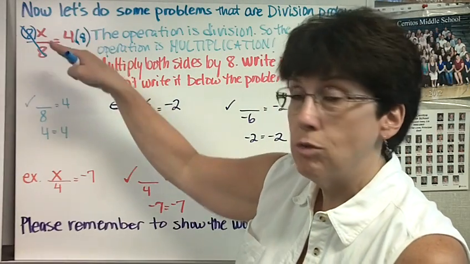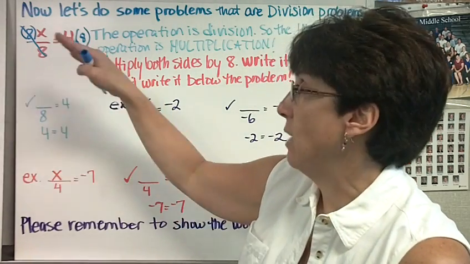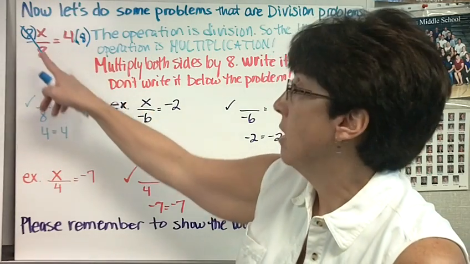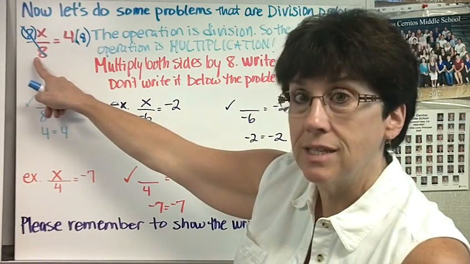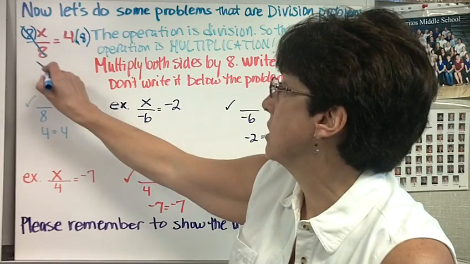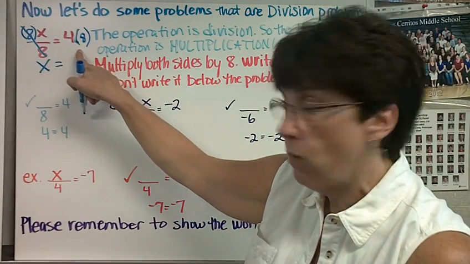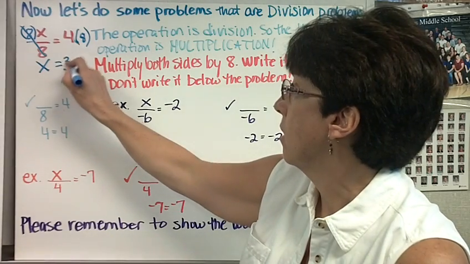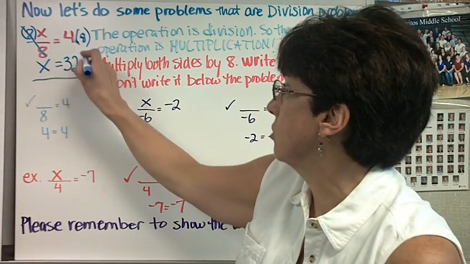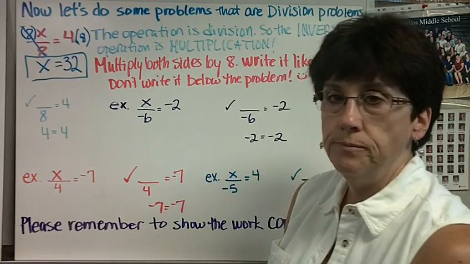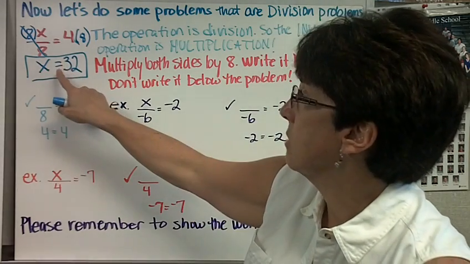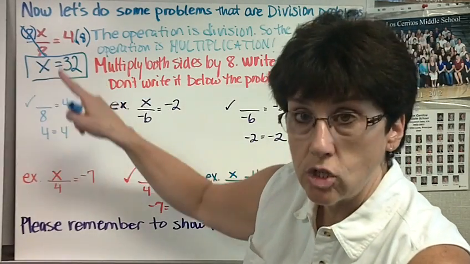Before we had a multiplication, so we were dividing. Now we have division, so we're multiplying. But 8 over 8 is 1. So we just end up with 1x. And then here we multiply. Before we were dividing. Now we multiply. 4 times 8? 32. Box your answer.